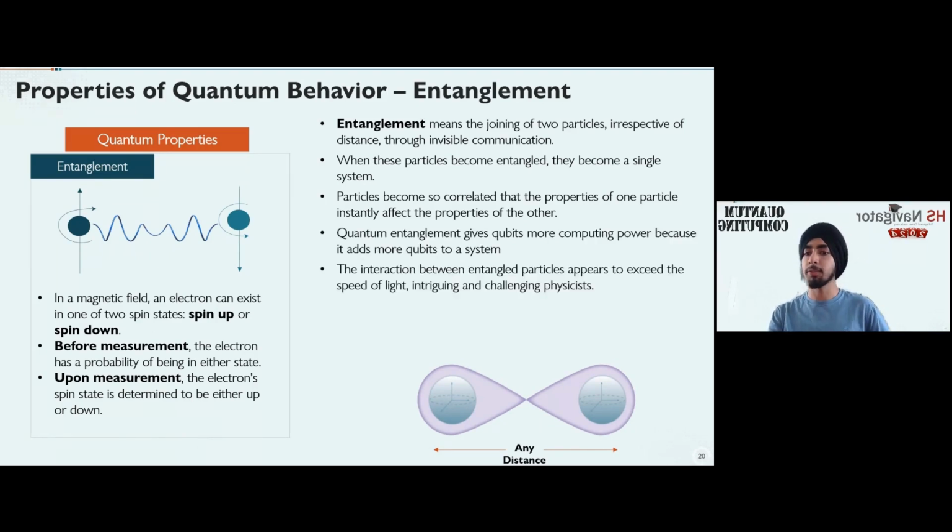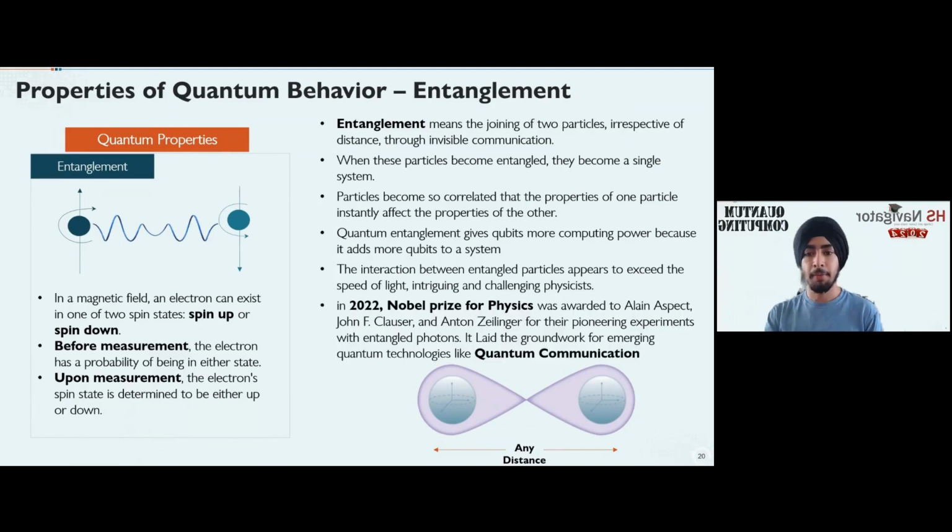And it gives these qubits more computing power because it allows you to add more to the system, because you can connect them together the same way you connect circuit components together in a normal computer. This interaction seems to be faster than the speed of light, which is a highly debated and highly researched physics problem as well. People have actually done groundbreaking work in this field and been able to accomplish quantum entanglement in real life. In 2022, the Nobel Prize for Physics was awarded to Alain Aspect, Clauser, and Zeilinger for their pioneering experiments in this entanglement field.